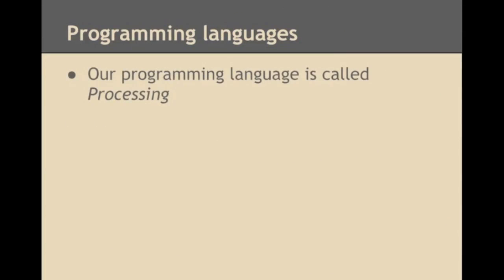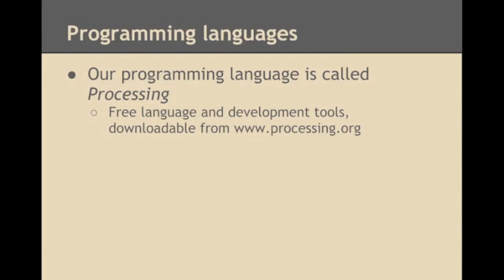Okay. Our programming language that we're using is called Processing. And Processing is a free language, and it has free development tools, which are all downloadable from the website at www.processing.org. It'll run on Windows machines, it'll run on Macintoshes, it'll even run on Linux boxes. So it's multi-platform and free, which is cool. Another thing that's nice about Processing is it's based on Java, the Java programming language, which is very popular, used not only for desktop development, but also Android mobile devices. Those programs are written in Java, so it's a very handy language to know how to do.